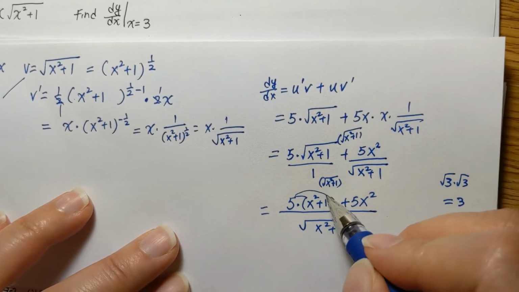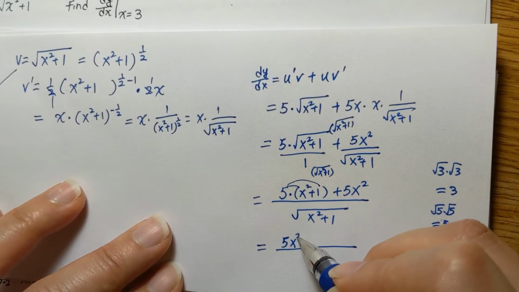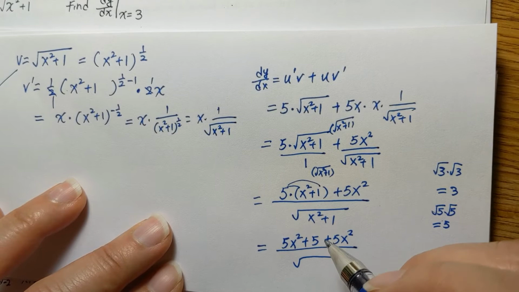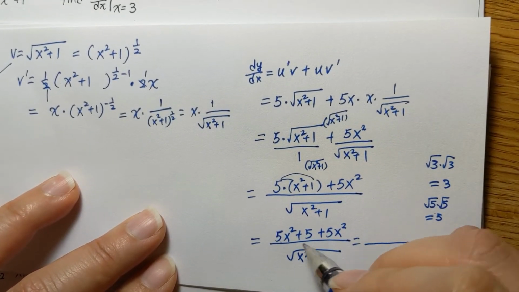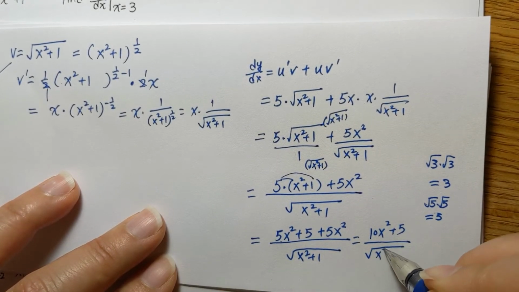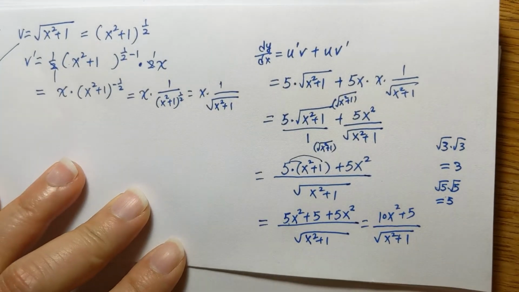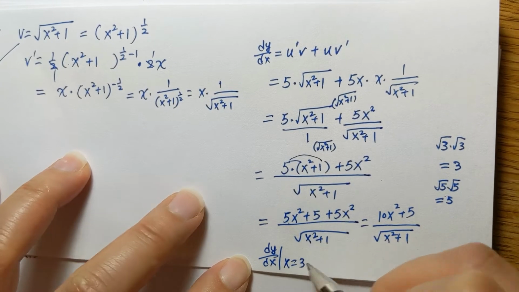Now we multiply this out, so you're going to get 5x squared plus 5 plus 5x squared, and the denominator stays the same. Then combine them, so you get 10x squared plus 5 over square root of x squared plus 1. Very last step, we're going to do dy/dx at x equal to 3.